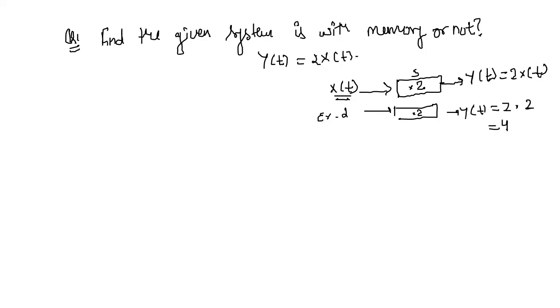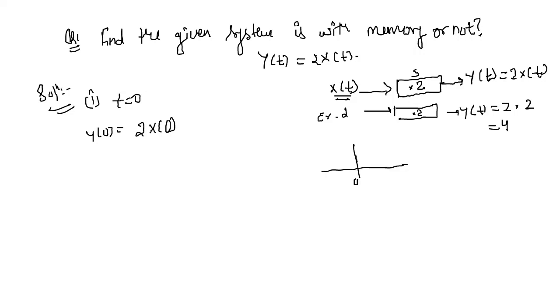Now how do we find out whether this system has memory or not? There are two simple steps. First, let's suppose time is equal to 0. So y(0) is equal to 2x(0). Now if we talk about the timeline, this is 0, this is 1, 2, 3, this is -1, -2, and -3.